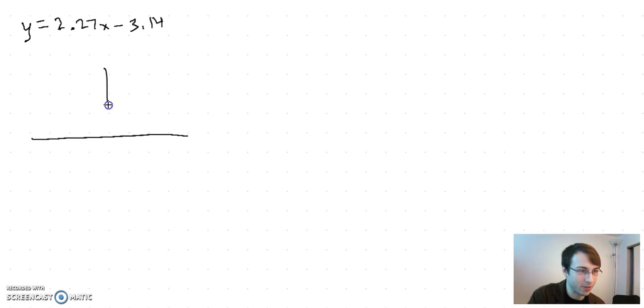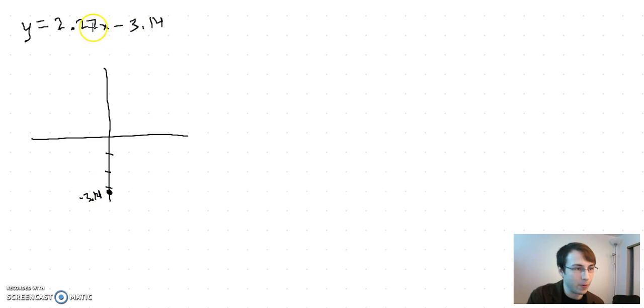Well, first question, what is the y-intercept of this line? Well, when you plug in 0 for x, you always get this number, which in this case is negative 3.14. So that's our y-intercept. So let's go down 1, down 2, down 3. That's about negative 3.14.